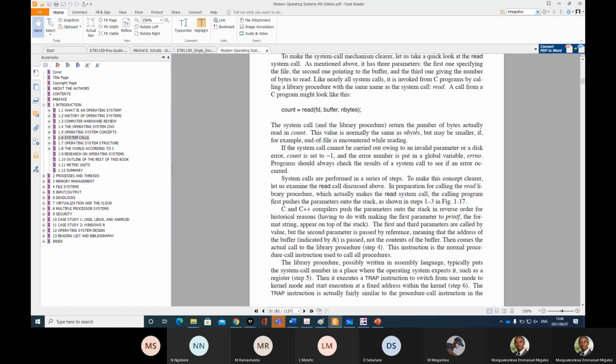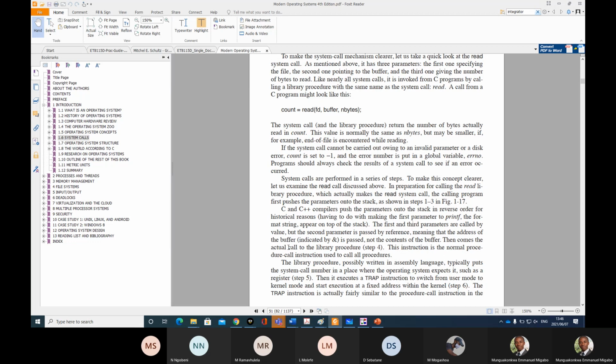Addressing data by reference uses the ampersand sign, as you know very well. When you studied pointers, clearly you touched on that. Okay, the first and the third parameters are called by value, but the second parameter is passed by reference, meaning that the address of the buffer is passed. So what we put is the address of where the buffer is. So that's why we're saying that it is passed by reference. Okay, so we don't use the actual buffer's variable name, but we use its address.